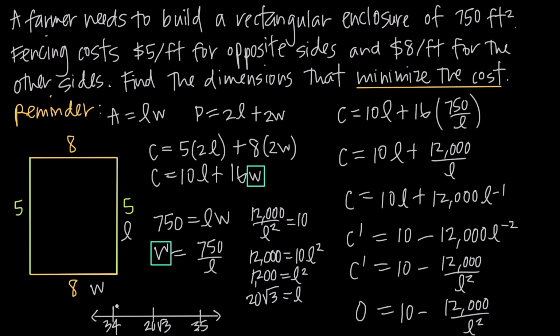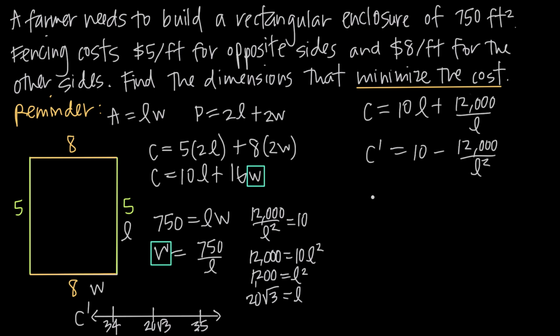Because we're using the first derivative test, what we're going to do is test these 2 points, 34 and 35, in the first derivative, c prime. So because we're going to be using c prime, I always like to put that right next to my number line to remind myself that I'm going to be testing in c prime. So what we want to do is plug 34 and 35 into c prime and see what results we get. So first we'll do 34. We'll say c prime of 34 is going to be equal to 10 minus 12,000 over 34 squared.